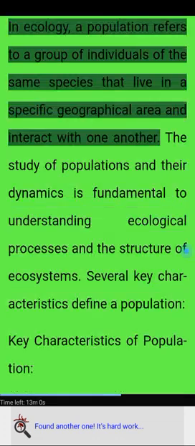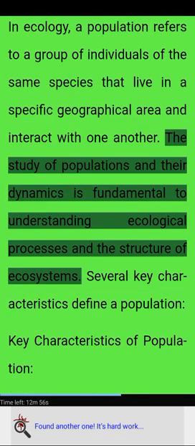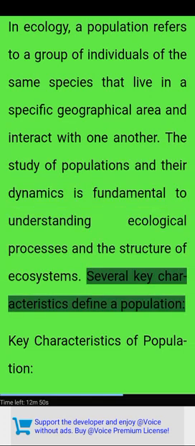Characteristics of population. In ecology, a population refers to a group of individuals of the same species that live in a specific geographical area and interact with one another. The study of populations and their dynamics is fundamental to understanding ecological processes and the structure of ecosystems. Several key characteristics define a population.